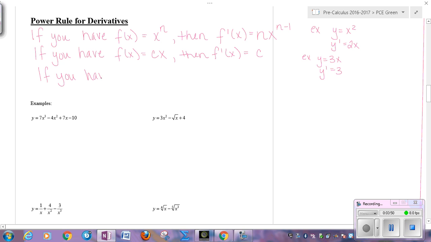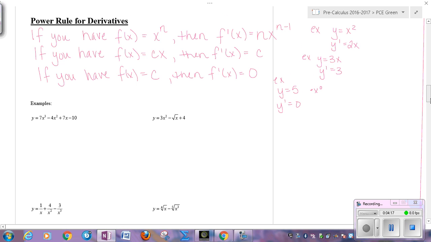If my function is just a number, then my derivative is equal to 0. So for example, if I have y equals 5, then the derivative is just 0. Technically this is 5 times x to the 0, and if you did 0 times 5, you'd get 0. That's how that rule works. So now let's put this to work.